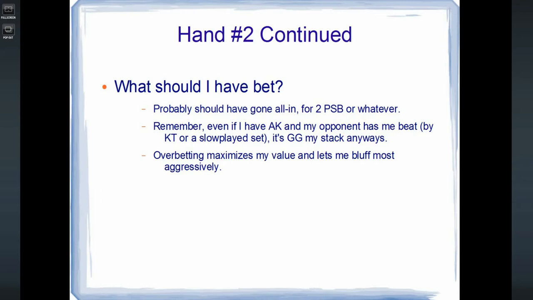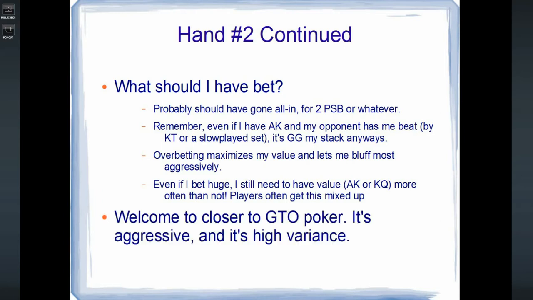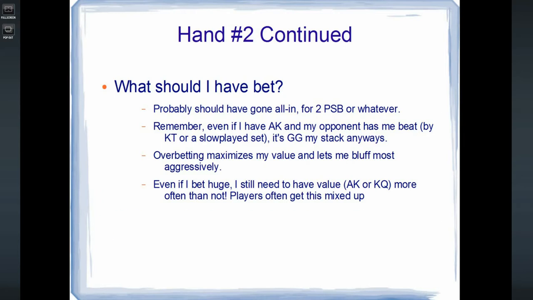So cool. And the other thing too is, even if I bet huge, I still have to have ace king and queen king more often than not. Players often get this mixed up. So it's easy to mentally play tricks on yourself. So make sure you can answer these questions. And my guess is, even if you're a really good player that's watching this, it's going to take you a moment to get the right answer, or you might even get it wrong. So let's do it real quick.